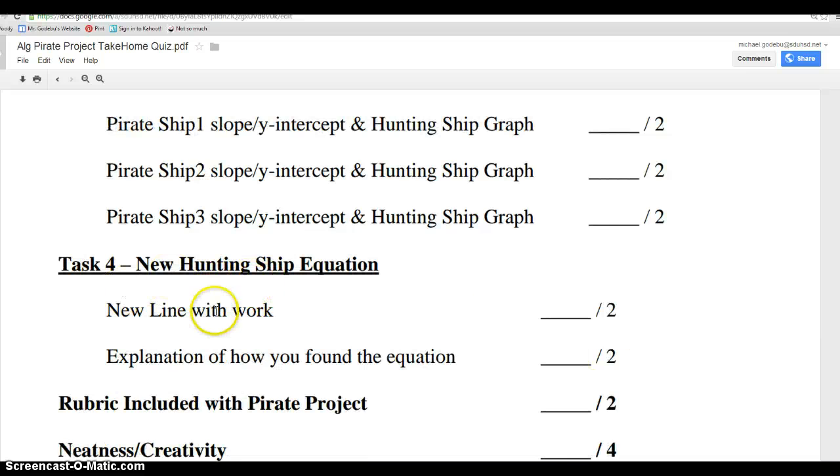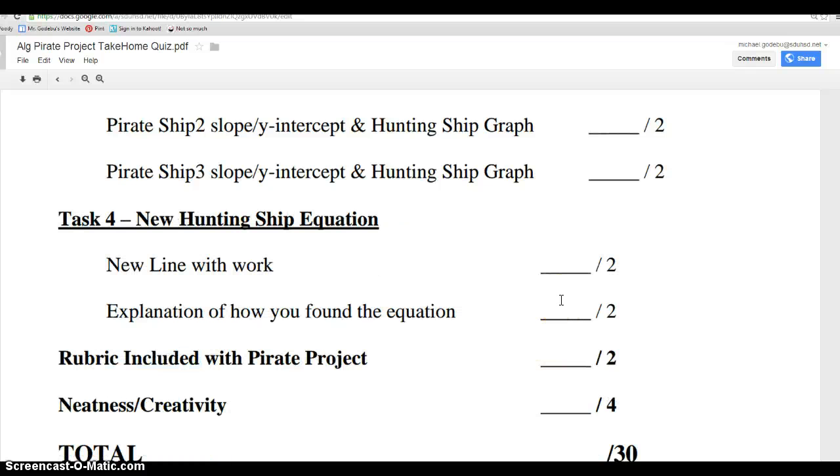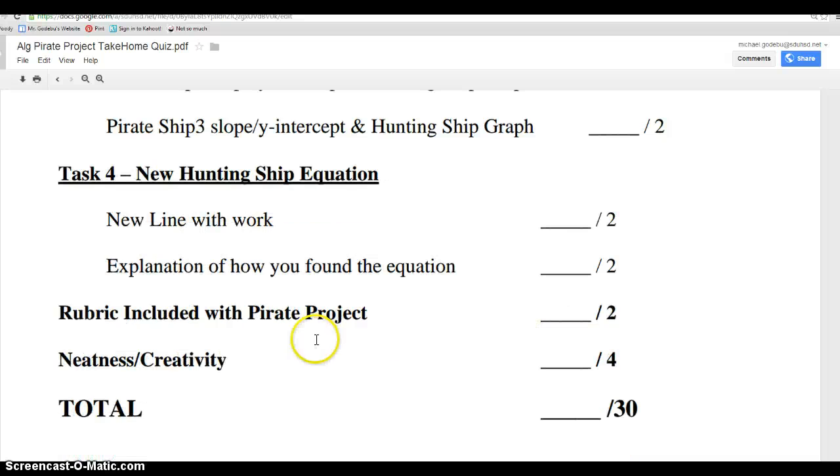Task 4, you have to do a new line with work. You have to show me how you're going to get your new hunting ship and explain. That doesn't mean just showing work. That means you actually have to write a paragraph or several sentences explaining how you understand how to get a new hunting ship that intersects only 2 of the 3 pirate ships. You have to include this rubric. You need to print this off and include it with all your work and the map, also known as the graph paper.